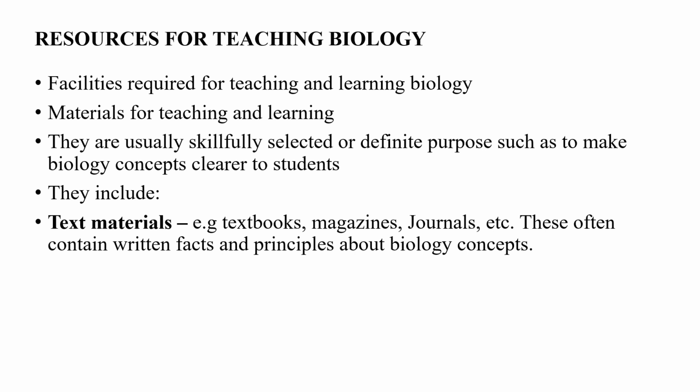So we're going to consider the following. The first one we shall consider is text materials. When we talk about text materials, we are talking about things like textbooks, magazines, journals, and the like. These are materials that contain the written facts and principles about biology concepts. We are all used to textbooks and magazines. Journals are those things in which academics publish the results of their research, and you can get some facts and principles there that can be used to teach biology.